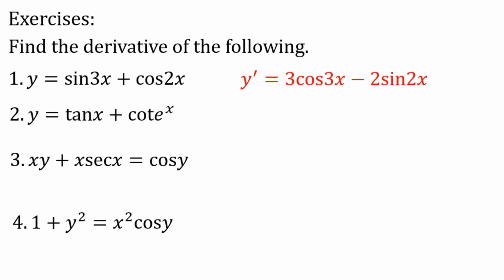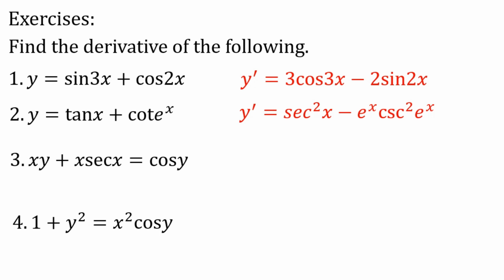Here are the answers. For number 1, y prime is equal to 3 cosine 3x minus 2 sine 2x. For number 2, y prime is equal to secant square x minus e to the x cosecant square e to the x. If your answer is expressed as dy over dx instead of y prime, that's okay.